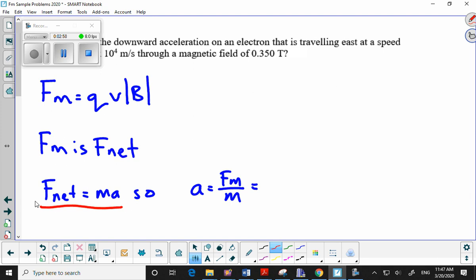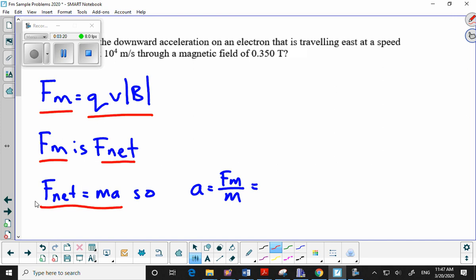Now it turns out in this particular case, the F net is equal to the magnetic force. There's no resistance, there's no other forces acting on it. So then we first have to find what Fm is using QVB, because it's a particle, an electron, which is accelerating, so we use that formula.